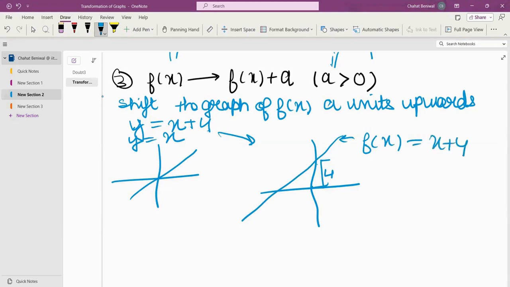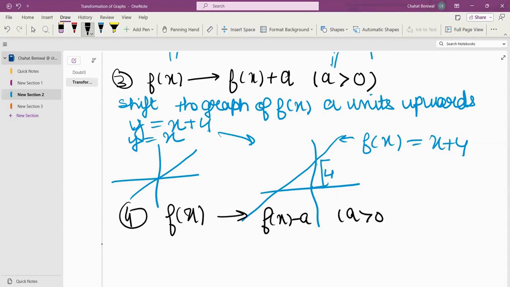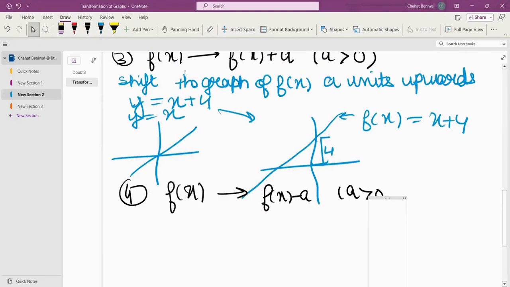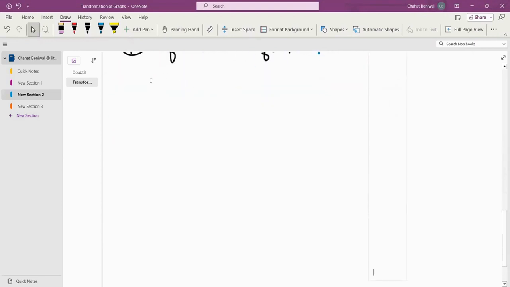Okay, similarly it is going to be the case with minus. So f(x) is transformed into f(x) minus a, where a is greater than 0. Okay, I'm giving you a homework example. You can do this part on your own. So the homework example is, consider f(x) is equal to x square minus 3.